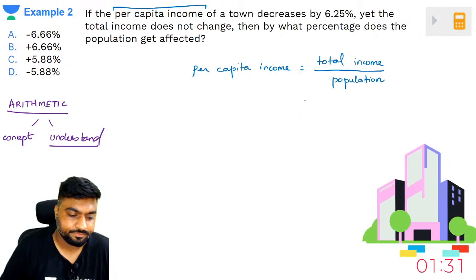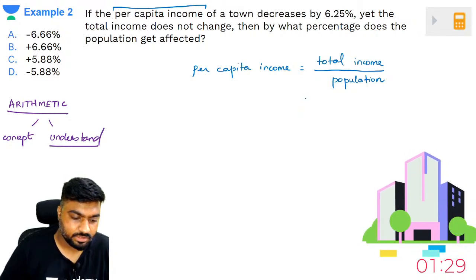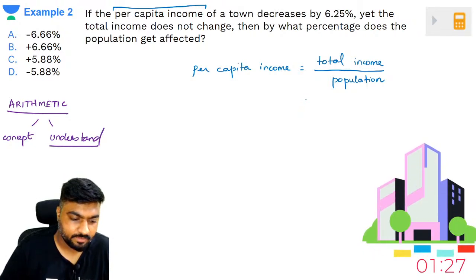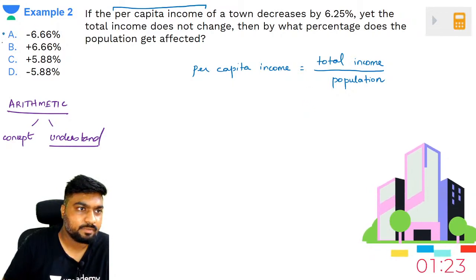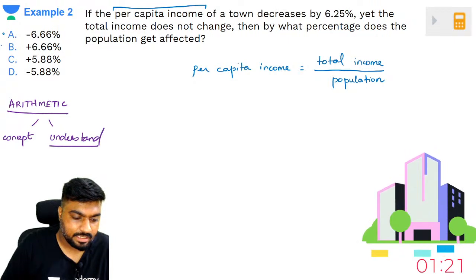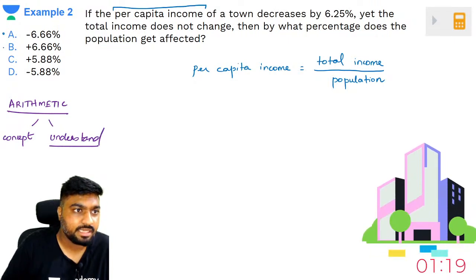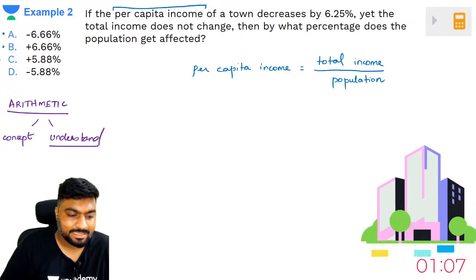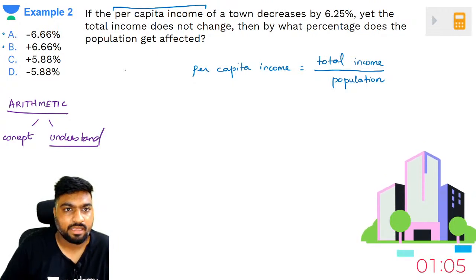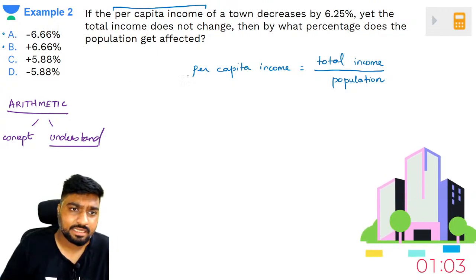Yes, correct, very good, Shreyashi, correct. Jay says A, minus 6.66. Aniruddha says B, plus 6.66. Jay also says B. Anamika also says B. Correct, Harsh, that is total per capita income. Very good, Gaurav. Shreyashi and Millie are also saying B. Very good. But now let's try and understand what they are saying.